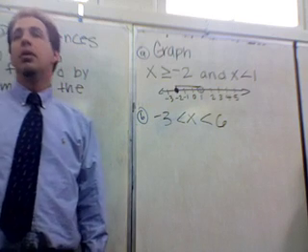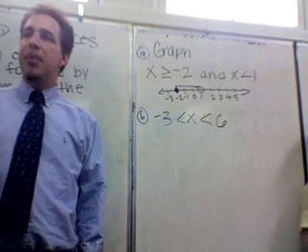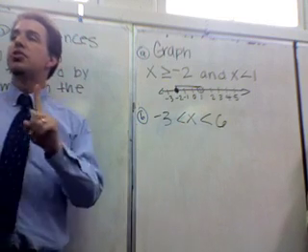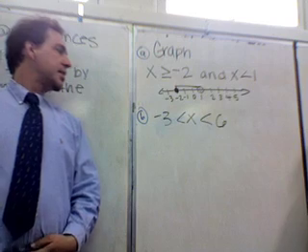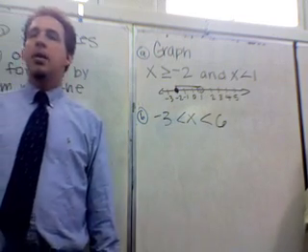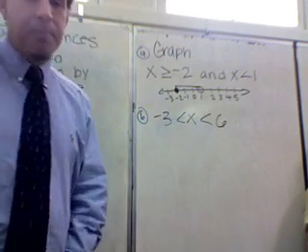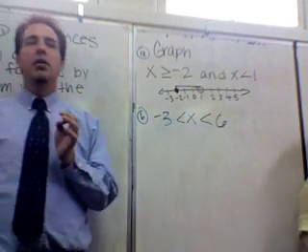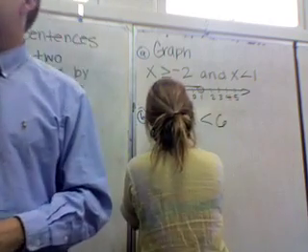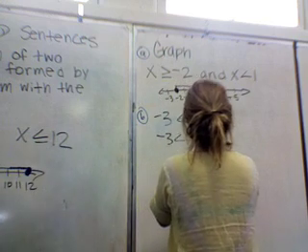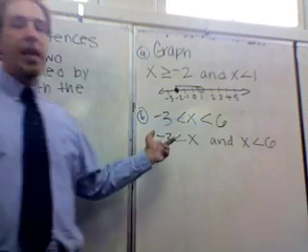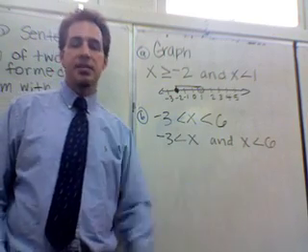-3 less than X less than 6. That's one way to do it, but the best way to do it is not that. Jessica, would it be 6 less than -3? No, you wouldn't do it that way. Okay, here's another way to read it. We can write that: -3 is less than X, and X is less than 6.